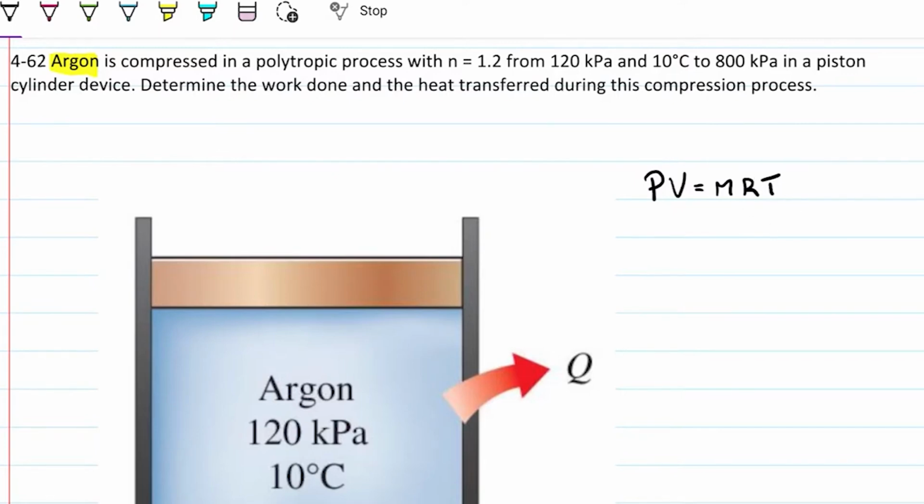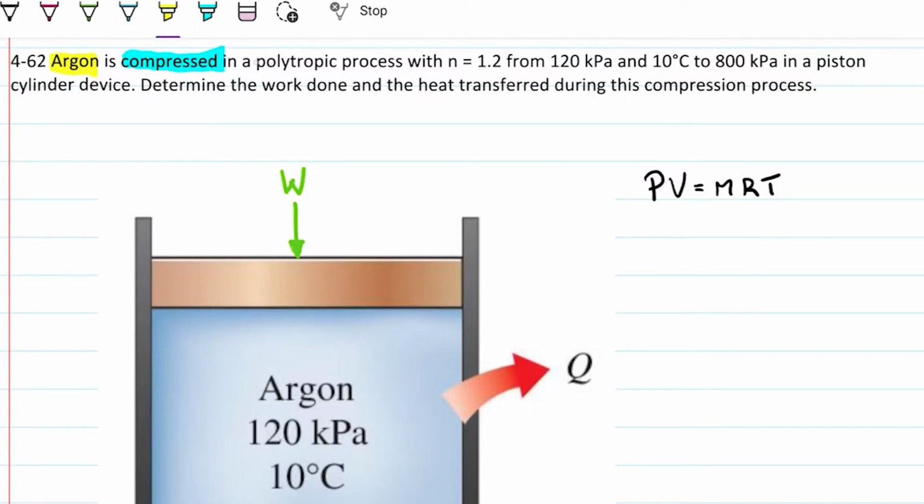First thing to note. Then we're compressing our gas. So what does that mean? It means that I am taking this piston-cylinder device and I'm pushing down on it, right? So I'm doing work to my system. I'm putting energy into my system in the form of work.